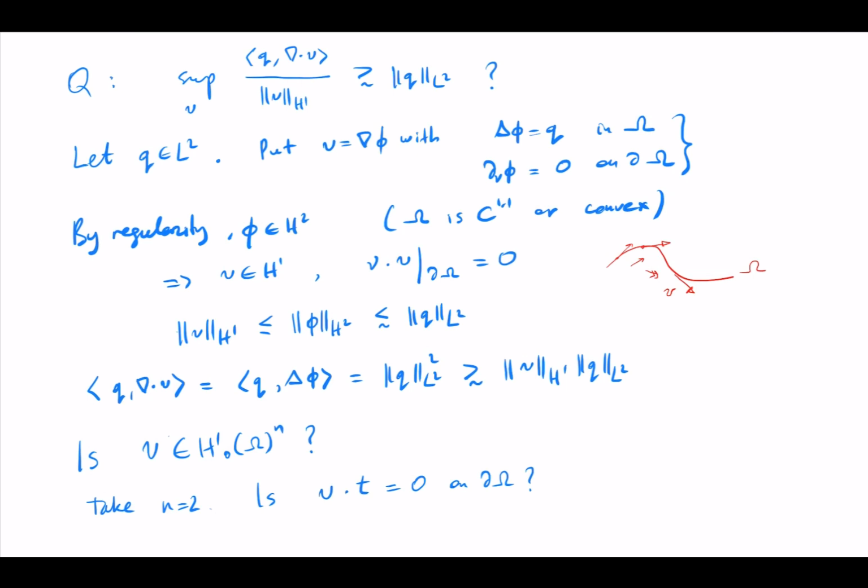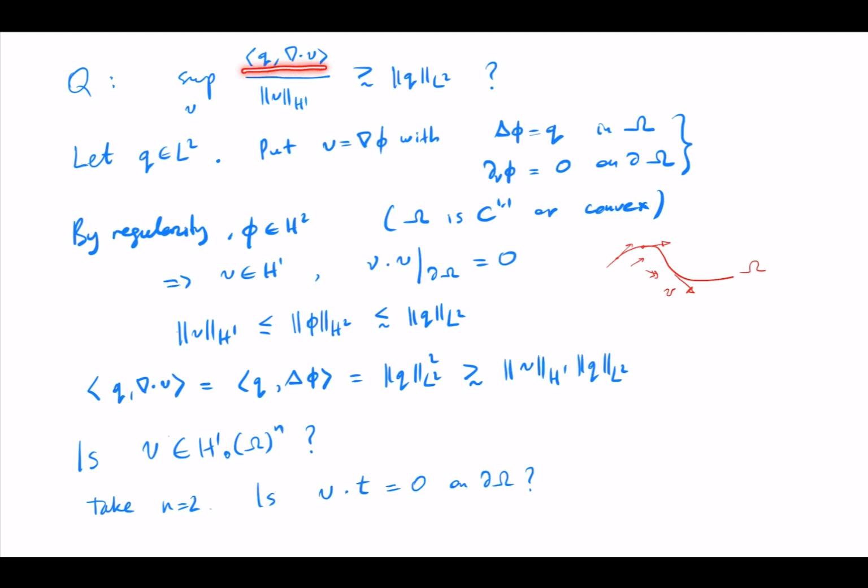Okay, so let's bound the H1 norm of V. Now H1 norm of V is bounded by the H2 norm of phi, and that's bounded by the L2 norm of Q by elliptic regularity.